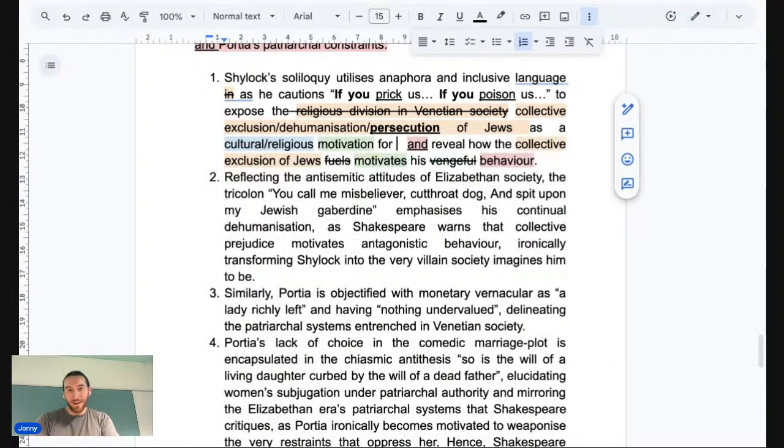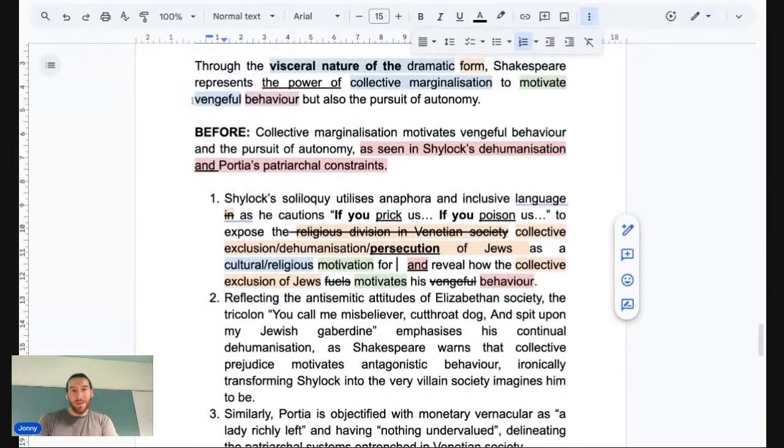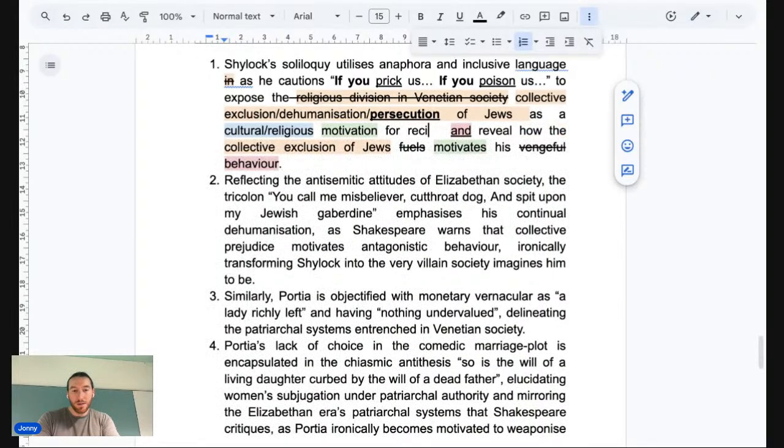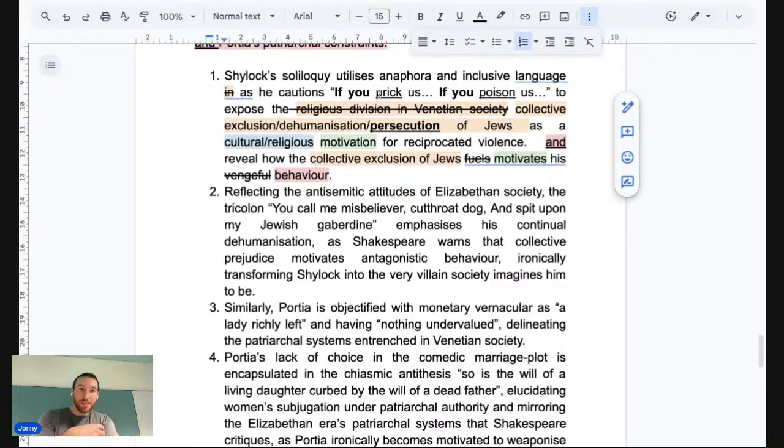Because you had vengeful behavior, it's not adding any more specific insight than the original one in the topic sentence. As a cultural motivation, I'm just looking at the words there. If you prick us, if you poison us, it sounds like they're going to retaliate, right? For reciprocated violence. Why reciprocated violence? Because it's saying if you prick us, if you do this, I'll do this, is what he goes on to say, right? If you prick and poison, that's violent behavior. So if you do it, I'll do it. That's reciprocal. So again, I'm just trying to dial in the language here. It's so specific to the words of the quote, right?